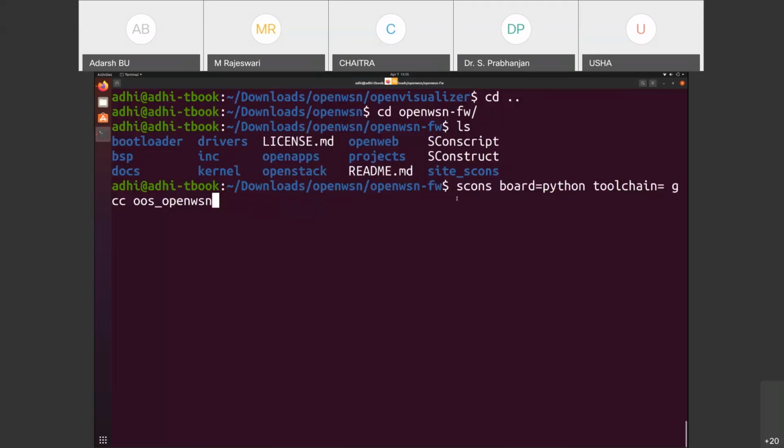Make sure that you give this command, and after you give it, you will get an output like OpenWSN. Let me show that one. In my system it will throw an error, I'm just trying to set up my other device. Give me a minute. Debugging this issue is very time consuming.